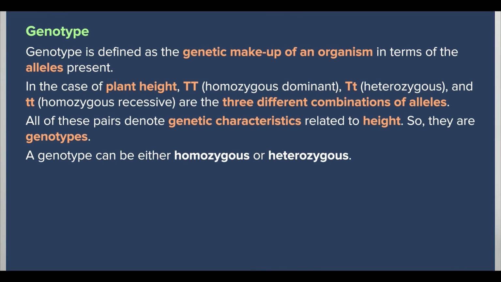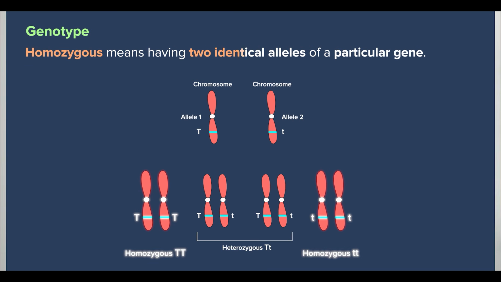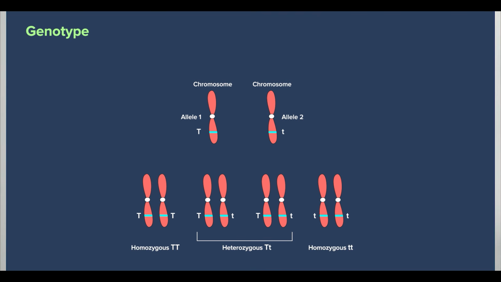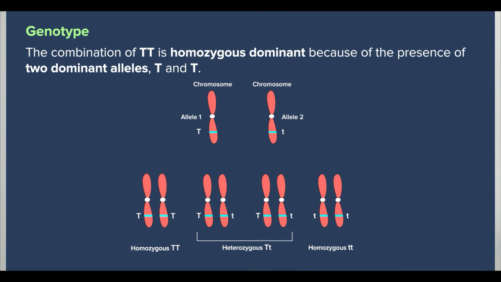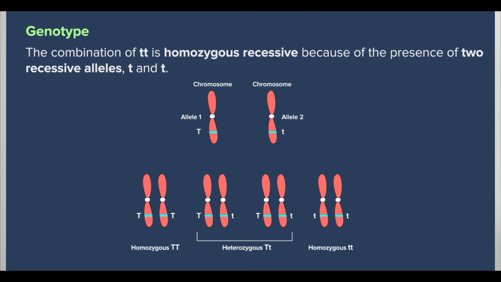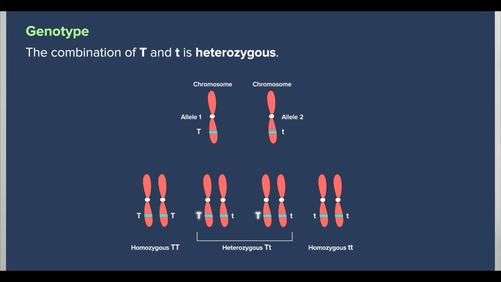And a genotype can be either homozygous or heterozygous. Homozygous means having two identical alleles of a particular gene. On the other hand, heterozygous means having two different alleles of a particular gene. In our case, the combination of uppercase TT is homozygous dominant because of the presence of two dominant alleles, T and T. The combination of lowercase tt is homozygous recessive because of the presence of two recessive alleles, t and t. And finally, the combination of uppercase T and lowercase t is heterozygous.